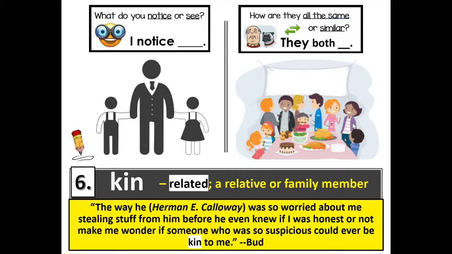So, again, here is that quote. The way Herman E. Calloway was so worried about me stealing stuff from him before he even knew if I was honest or not made me wonder if someone who was so suspicious could ever be kin to me, could ever be related to me. So, again, Bud is surprised that someone so suspicious could be related to him, could be kin to him.